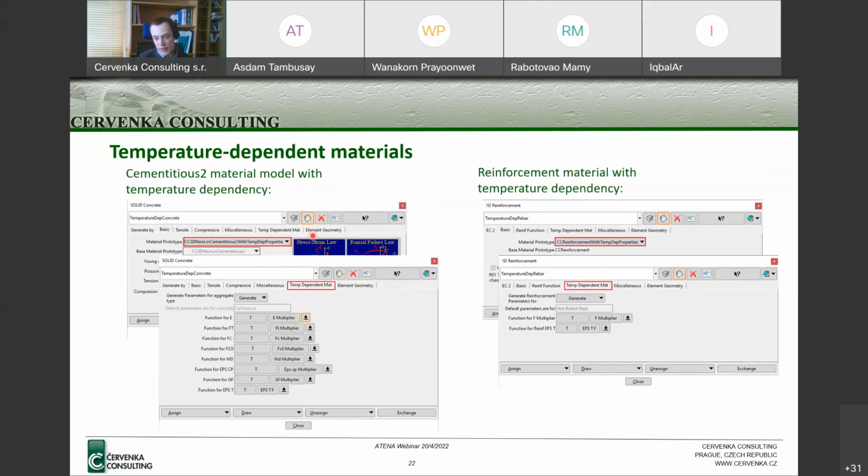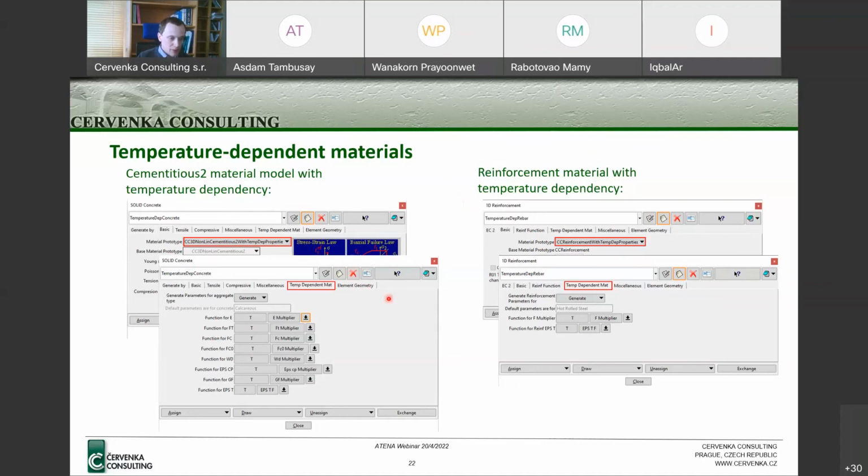Then the second step would be to define the temperature-dependent materials. The temperature dependency is now available for concrete material, for reinforcement, and for 3D solid material. The 3D solid material is not shown in this slide, but basically the idea is very similar as for these two.